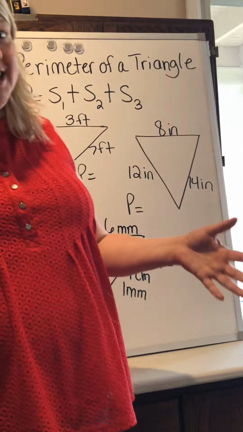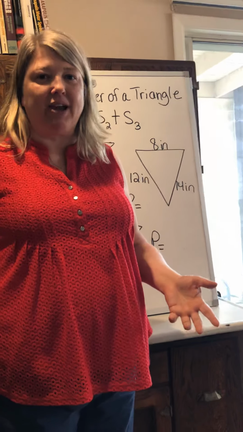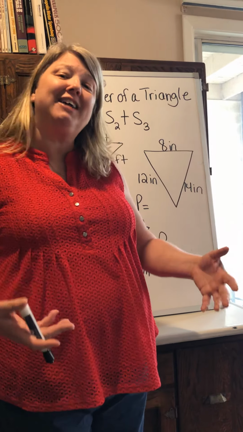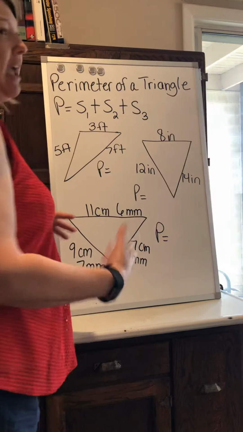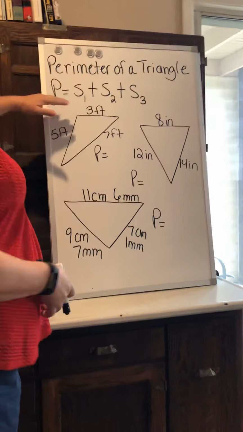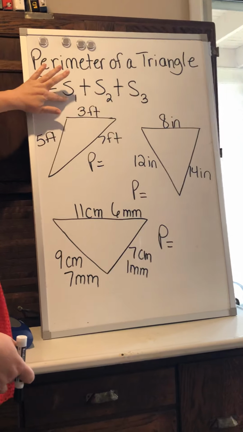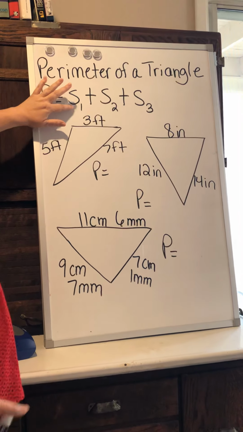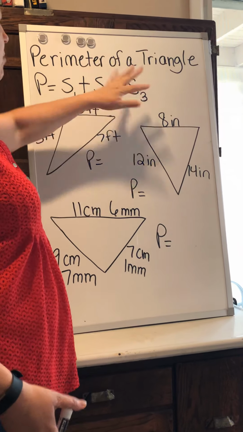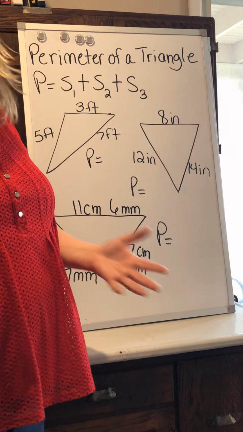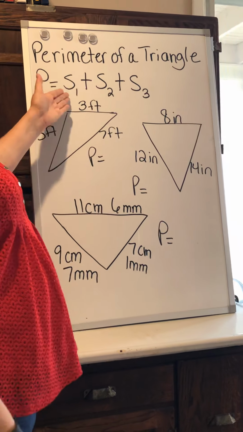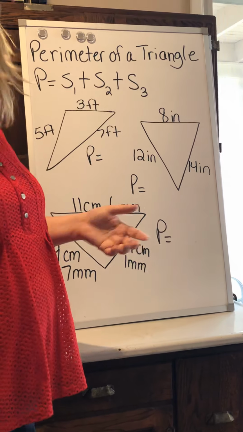So, how many sides does a triangle have? It has 3 sides. Tri stands for 3. Okay, 3 angles. Perimeter equals S1, which means side 1, plus side 2, plus side 3. Does it matter which side is which? No, it doesn't. You're just basically going side plus side plus side, okay?